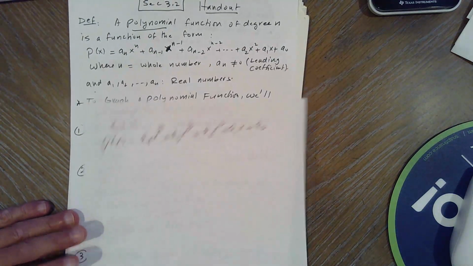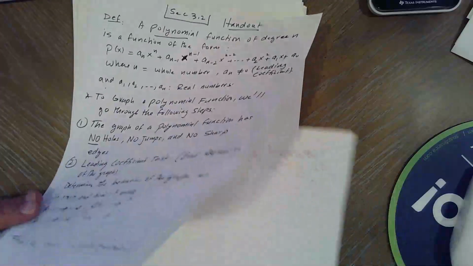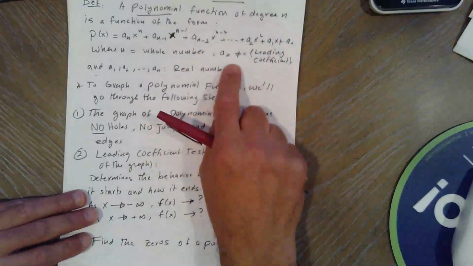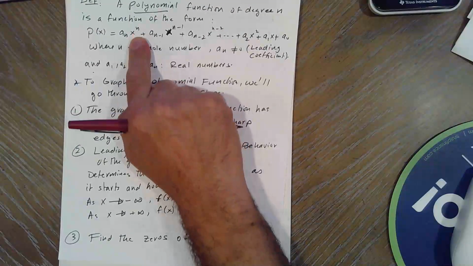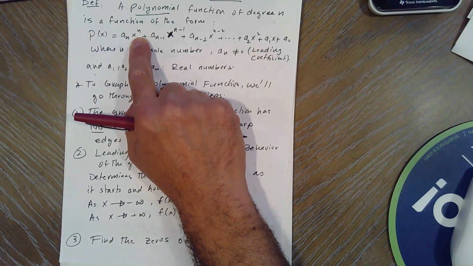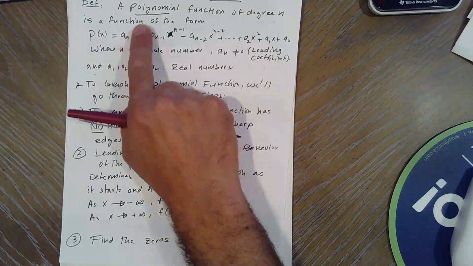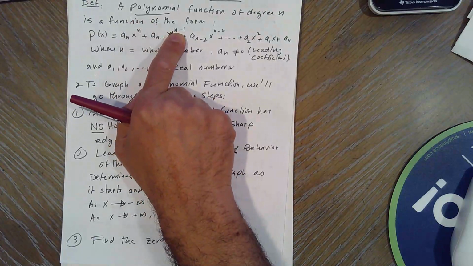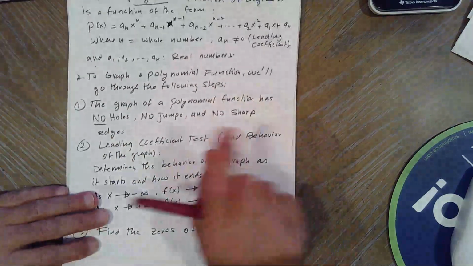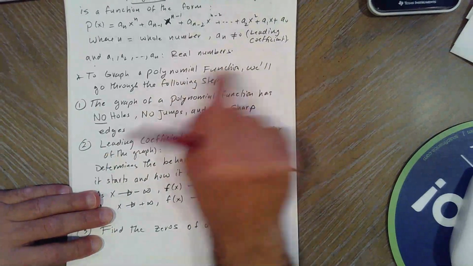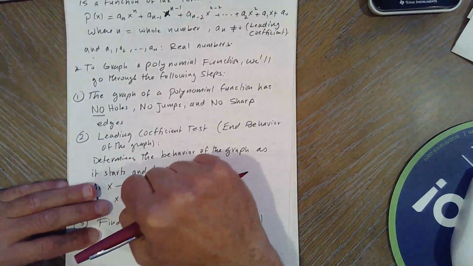There's fifth degree, there's any degree you want. All the a's are real numbers, and because the highest exponent is the degree, its coefficient cannot be 0, because if it was, then the degree would be n minus 1, which is the next lower. So what are we going to do with a polynomial function? We're going to go through several steps.